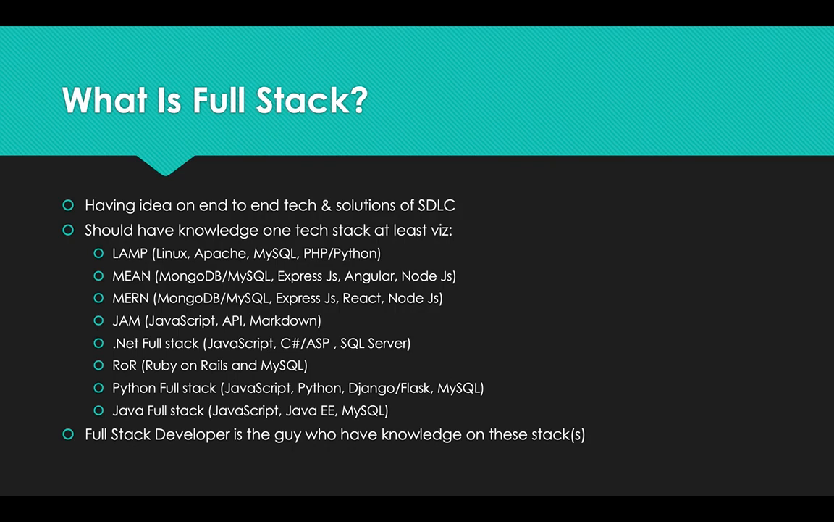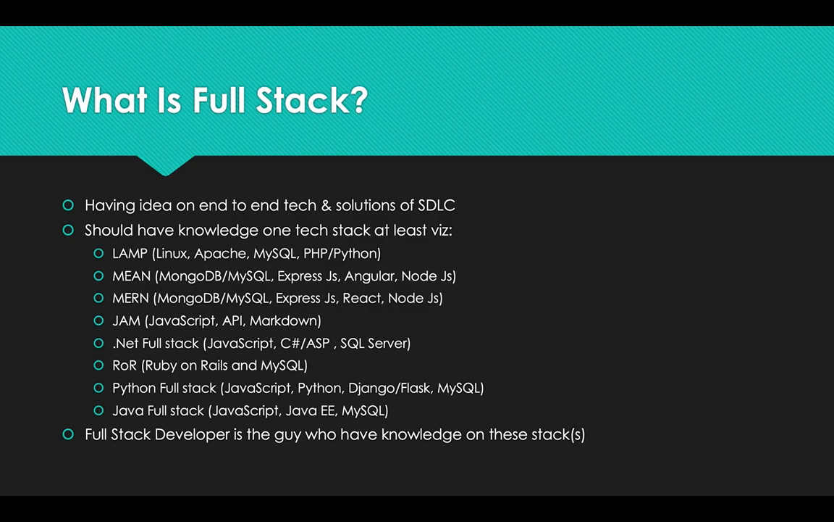In the market there are many tech stacks. We have the LAMP full stack, MEAN full stack, MERN full stack, JAM full stack, along with .NET full stack, ROR full stack, Python full stack, and Java full stack. These all are full stacks. Full stack means it's a combination of different technologies. Coming to LAMP, it's a combination of Linux, Apache server, MySQL database, and PHP or Python as a programming language.